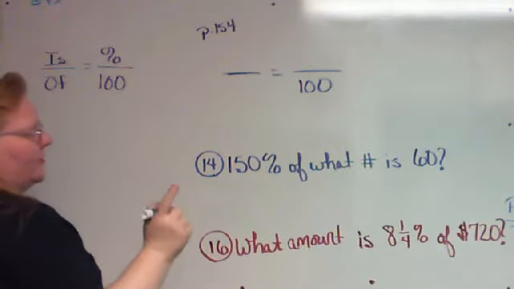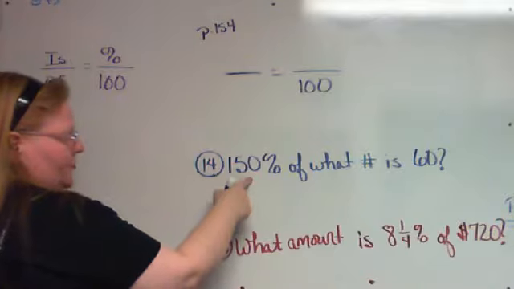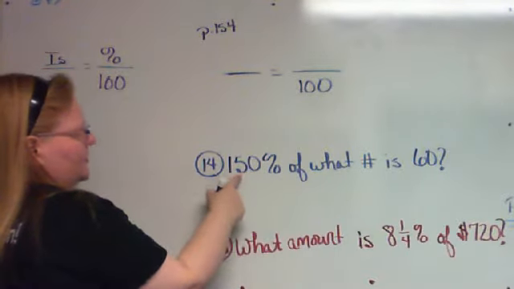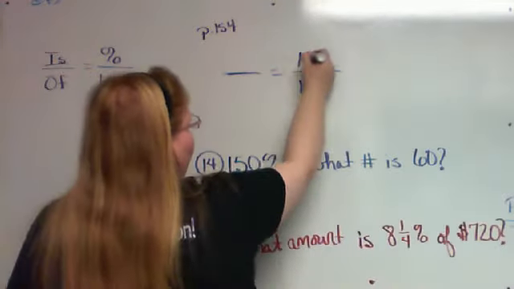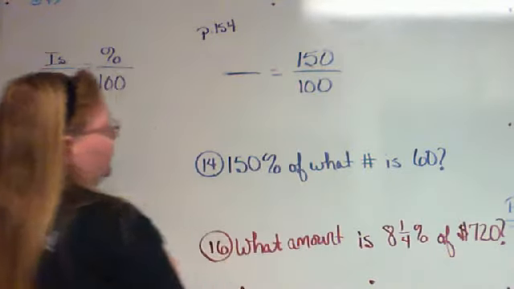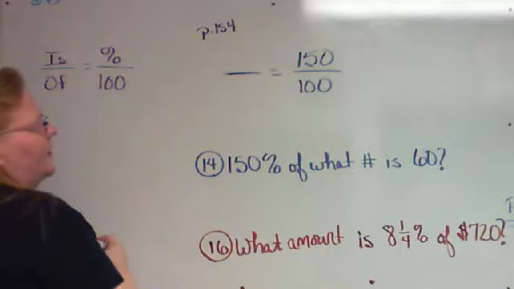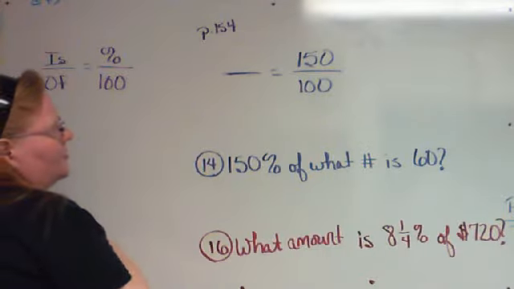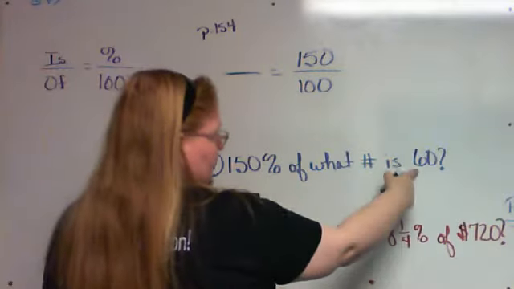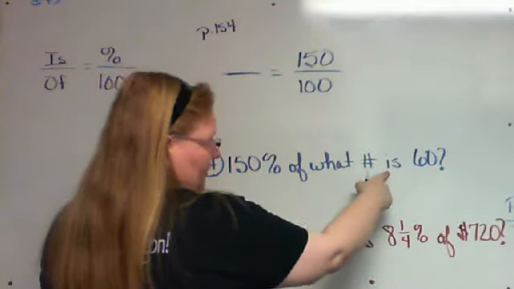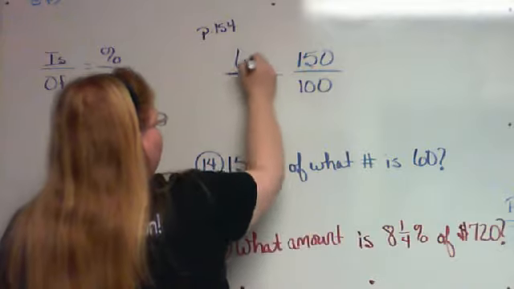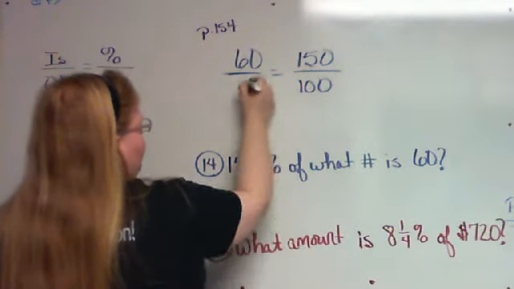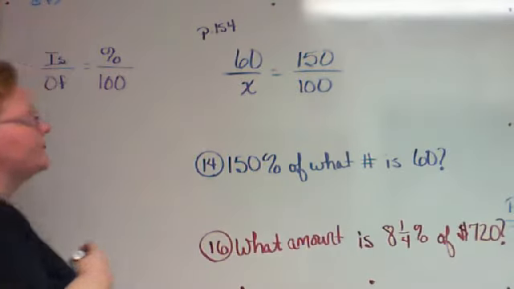And it's easier if you always find your percent first, because you know that always has the percent sign on it. So since this is my percent, I write my 150 up there. And then I have my is and my of that I have to worry about. The only other number they gave me was 60, and it's beside the word is, so it must be my is. And then of is what they asked for, so it must be my x.